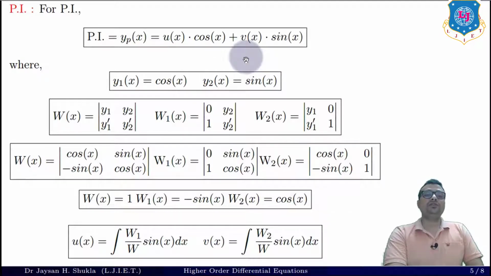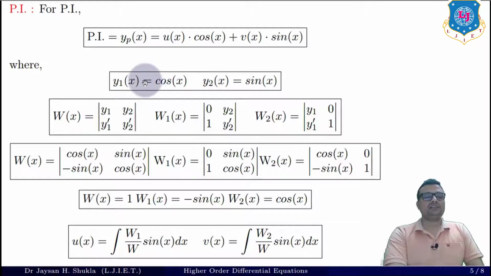To identify u and v, we have three steps to follow. The first step is to consider y1 and y2 as cos x and sin x. The second step is to find W, W1 and W2. These are the Wronskians. And the third step is to find the values of u and v with the help of integration. So let us go through this method. If I write c1 cos x plus c2 sin x as yc, then yp is u(x) cos x plus v(x) sin x.